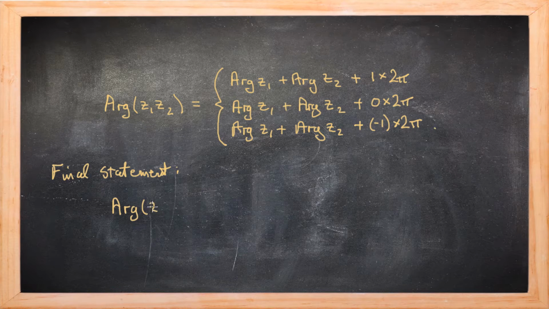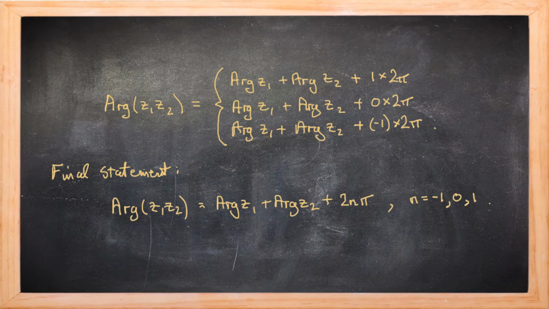So our final statement has to be one statement that encapsulates these three possibilities. We'll say the principal value of the argument of z1 z2 is equal to the principal value of z1 plus the principal value of z2 plus n lots of 2 pi, where n could be -1, 0 or 1. And that's the final statement, the best we can do. We cannot say it's just the sum of these two arguments for the argument of the product. We have to make adjustments sometimes.